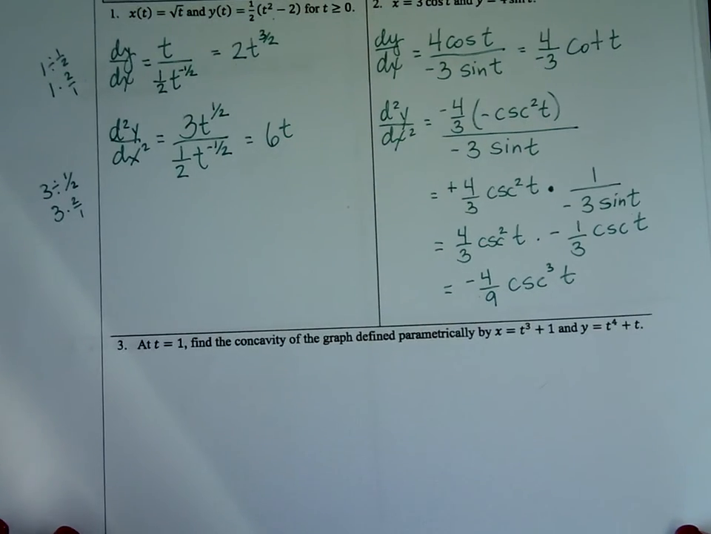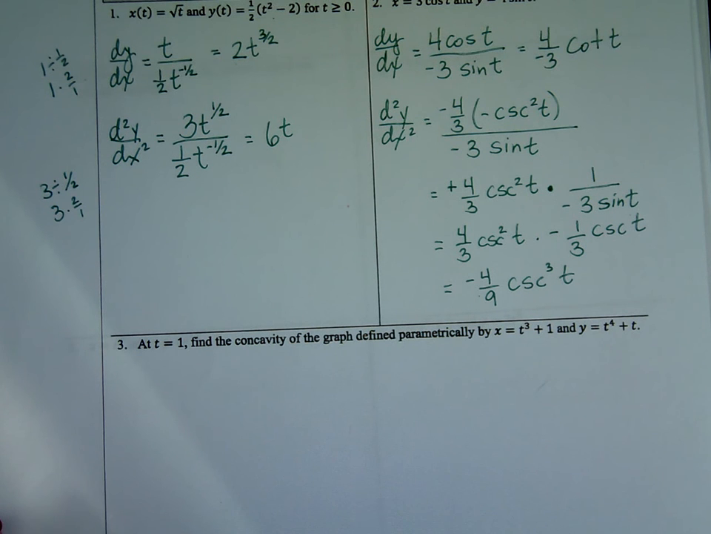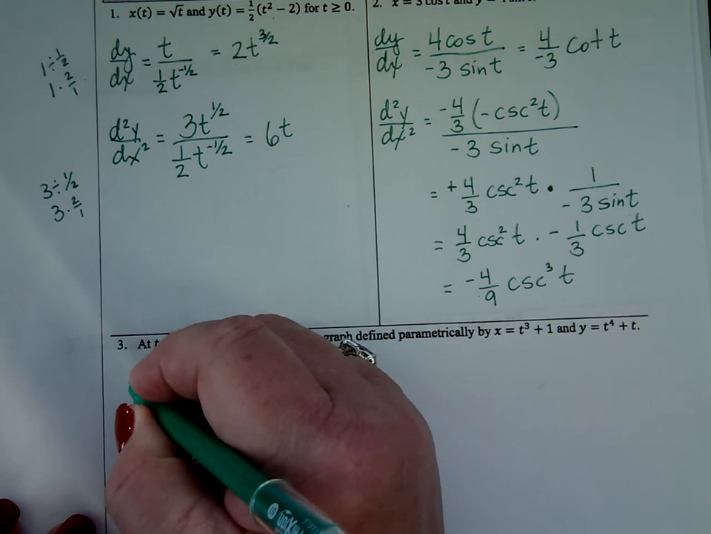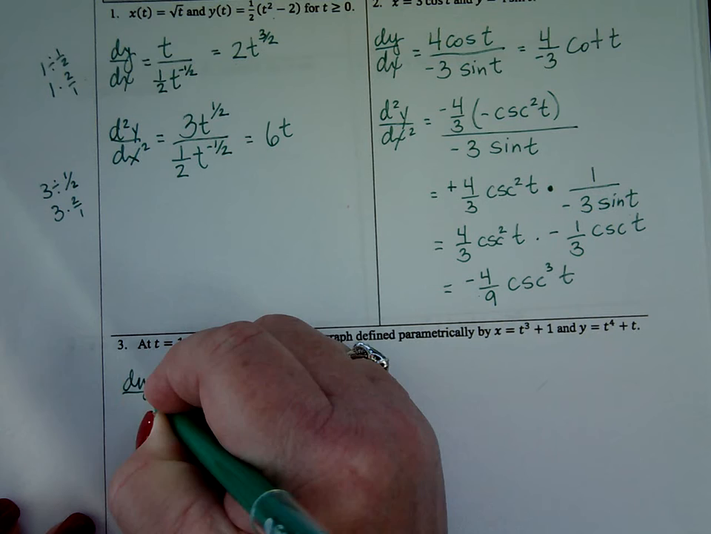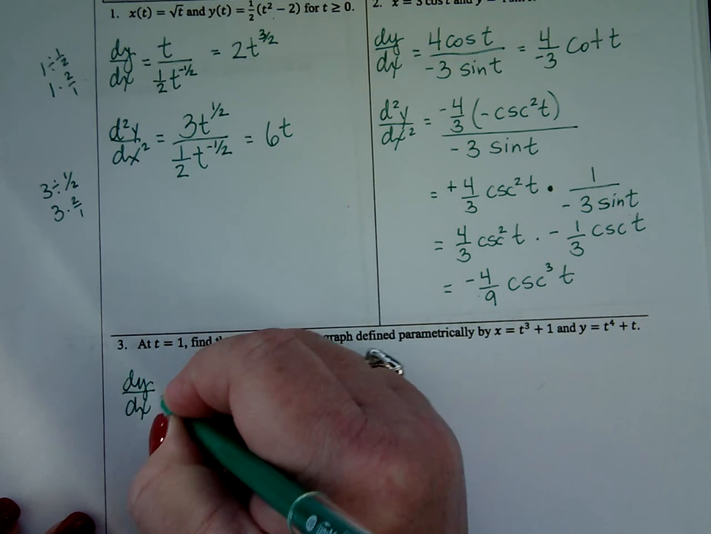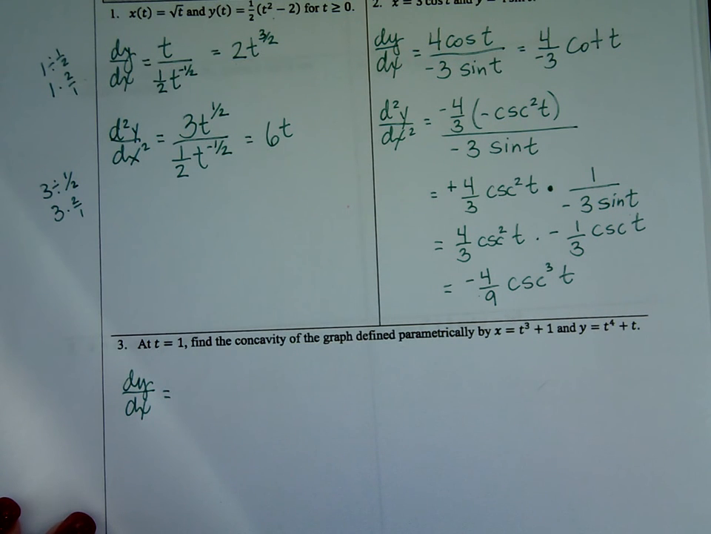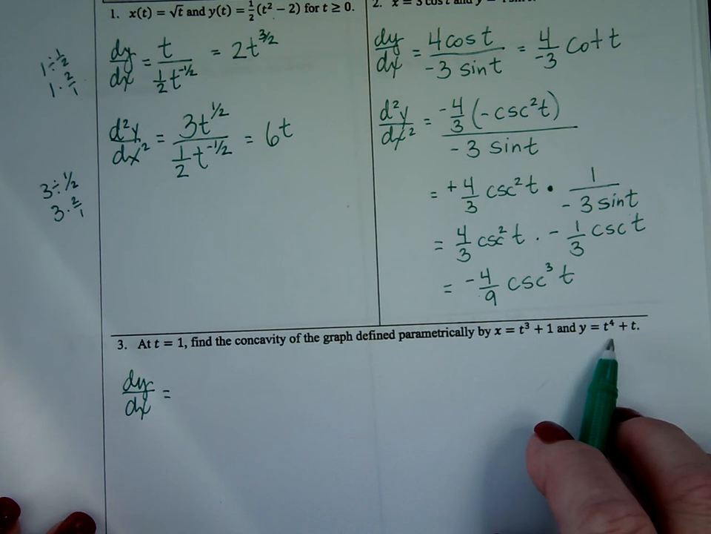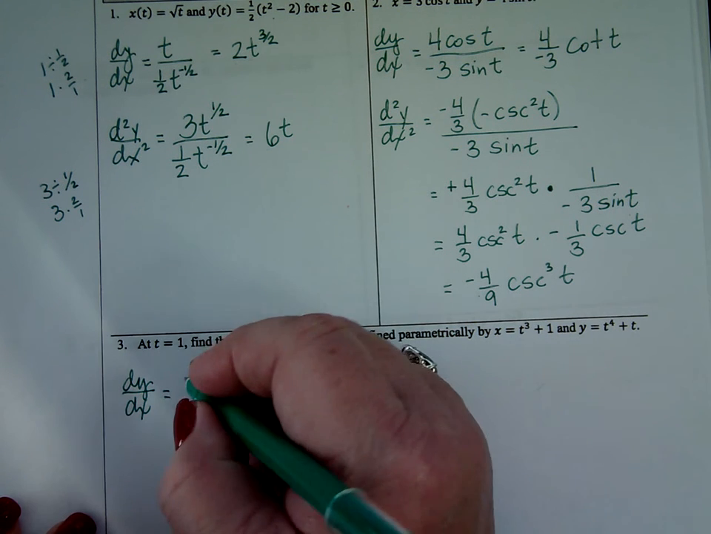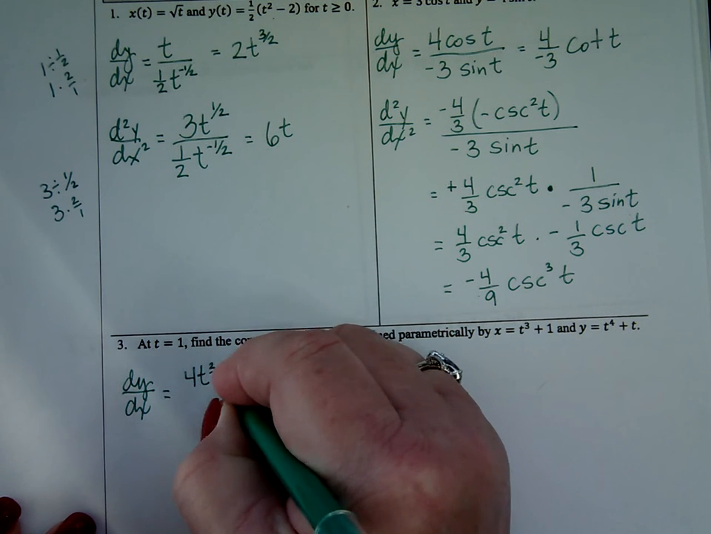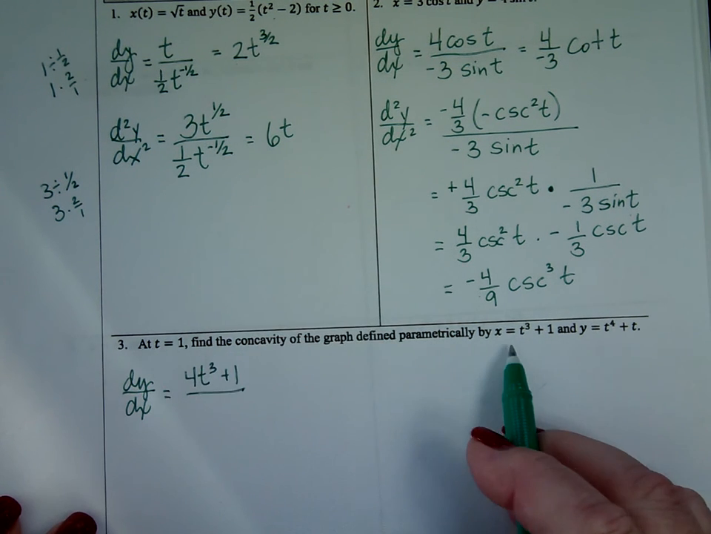At t equals 1, find the concavity of the graph defined parametrically with x is t cubed plus 1 and y is t to the 4th plus 1. So in order to get to the concavity, I need to get to the second derivative, and so that's what I'm going to do. The question's really the same as what I've been doing. Take the first derivative, dy over dx. That's going to be my y derivative, 4t cubed, over the derivative of my x, 3t squared.